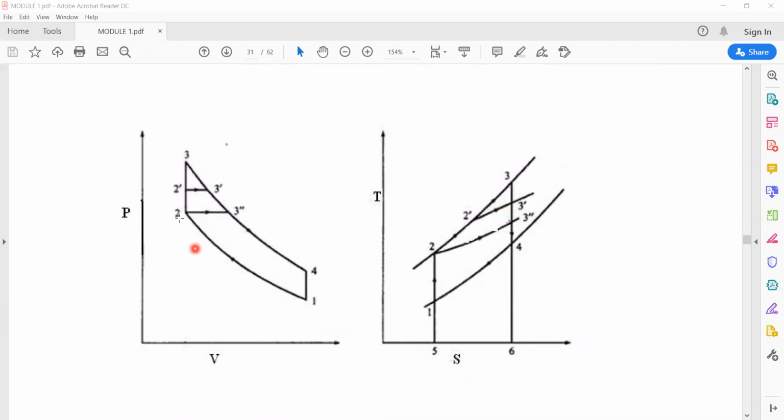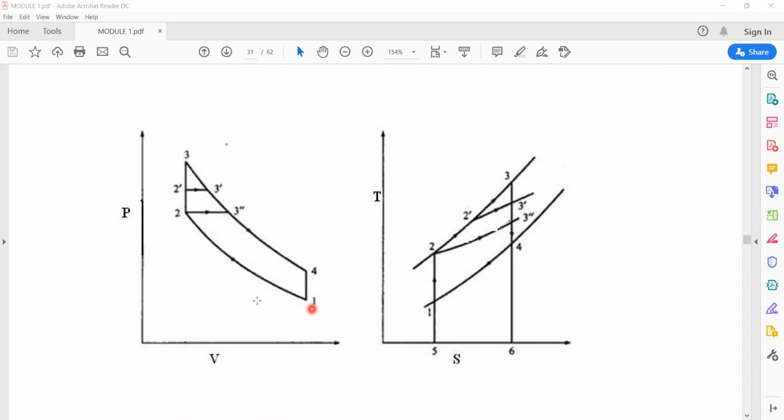Since the compression ratio is same, V1 to V2 remains same for all the three cycles. So 1, 2, 3, 4, 1. I hope this is clear. This is the cycle for Otto, or this is the Otto cycle.